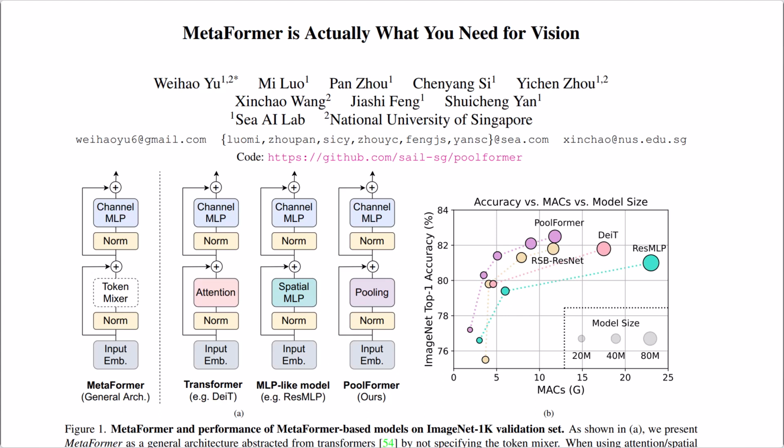In this video, I present the "MetaFormer Is Actually What You Need for Vision" paper from CVPR 2022, which proposes a new insight and a new general architecture called MetaFormer, and then a specific architecture called PoolFormer that beats the Swin Transformer. And yeah, let's just see that.